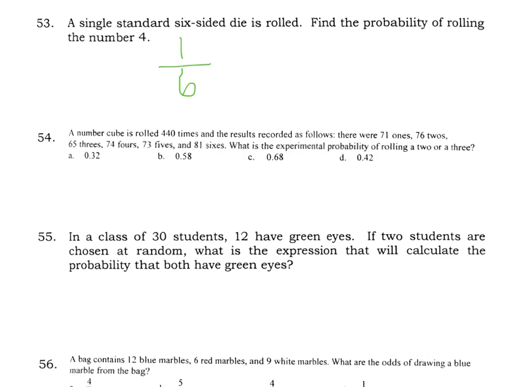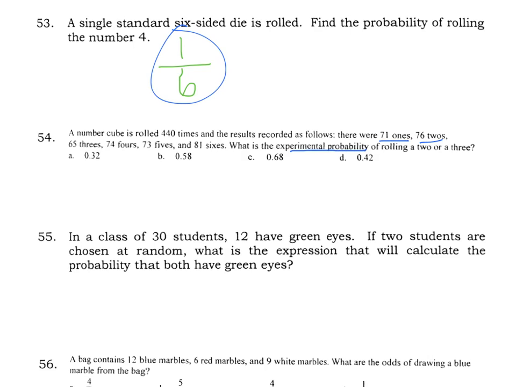Number 54, a number cube die is rolled 440 times, and the results were recorded as follows. So right away I can tell that this is experimental probability. In theory, we know that, say, a 4 should come up 1 out of 6 times. But in practice, the results might be a little different. Out of 440 times, 1 came up 71 times, 2 came up 76 times, and so on. We want to know what's the experimental probability. In other words, what actually happened as far as rolling a 2 or a 3.